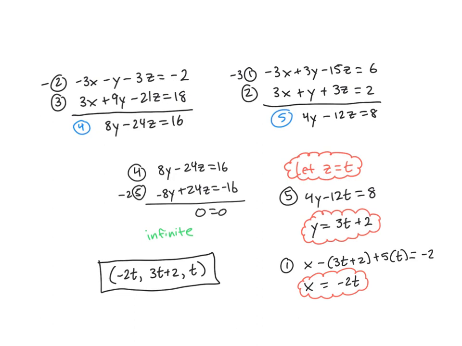So again, we need to find a way to describe x, y, and z in terms of t. So looking at one of these two, I chose to set z equal to t. I substituted into equation 5 right here, and that gave me y equals 3t plus 2. And then I substituted these values into equation 1. Here's 3t plus 2, and here's the t, and it left me with x equals negative 2t. So this is our solution.